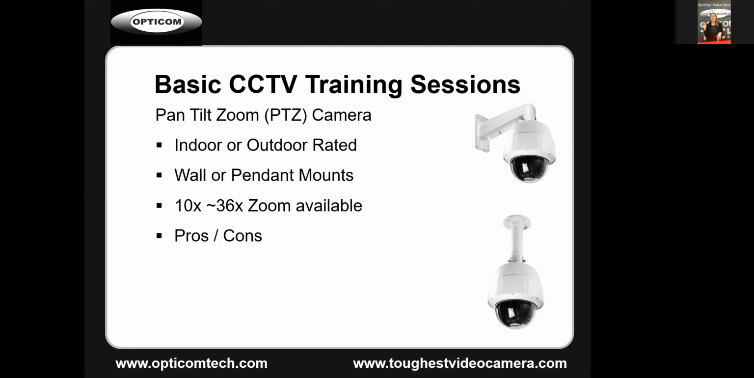So wall mount or pendant mount. Pendant mount means it hangs from the ceiling. So the bottom one in this picture is a pendant mount. The wall mount mounts to the wall. We have 10 times to 36 times zoom available.